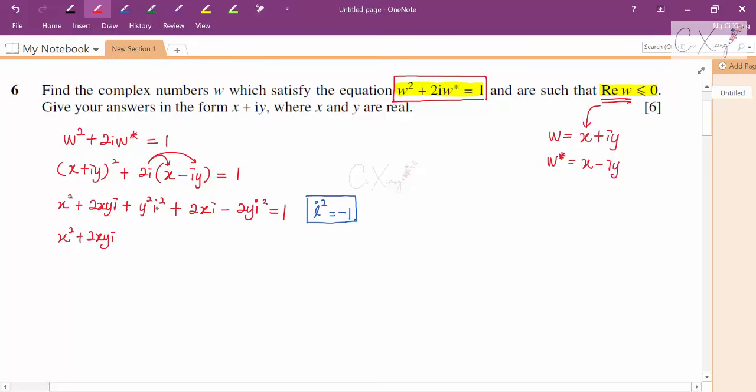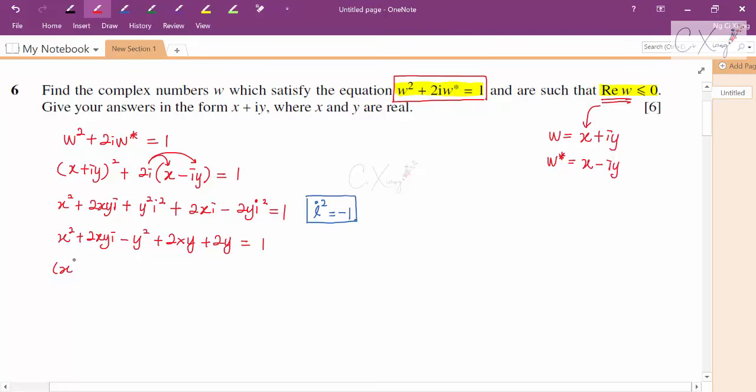2xyi. I squared is negative 1, so this term will become negative y squared. Since i squared equals negative 1, this term will become positive 2y, and it is equal to 1. All right, our equation now will look something like this. What I want to do is group all the real parts together and all the imaginary parts together. For the 1, I will move it over, and it becomes negative 1.